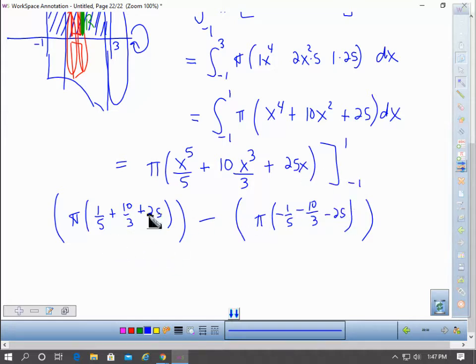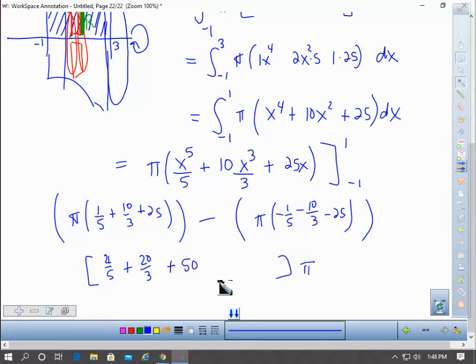Now I know pi is multiplied times all of this, pi times all that. So I know there's pi times all of this thing. But let's look at what our numbers are. We have 1/5 minus -1/5, so that's going to be 2/5. And then I've got 10/3 minus a -10/3, so that's going to be positive 20/3. And then I've got 25 minus -25, so that's going to be plus 50.